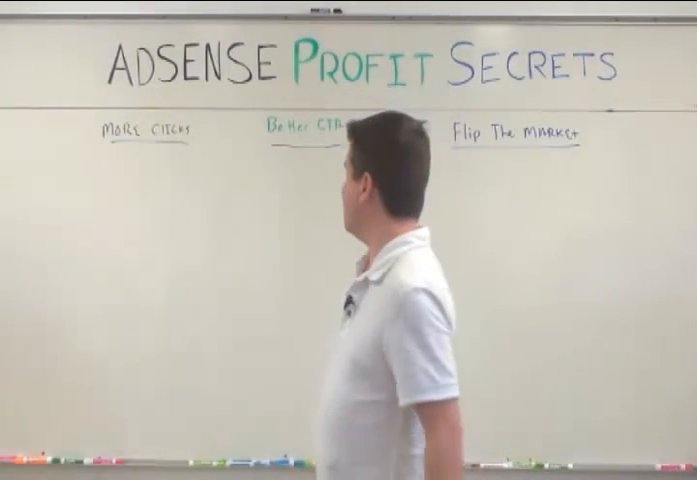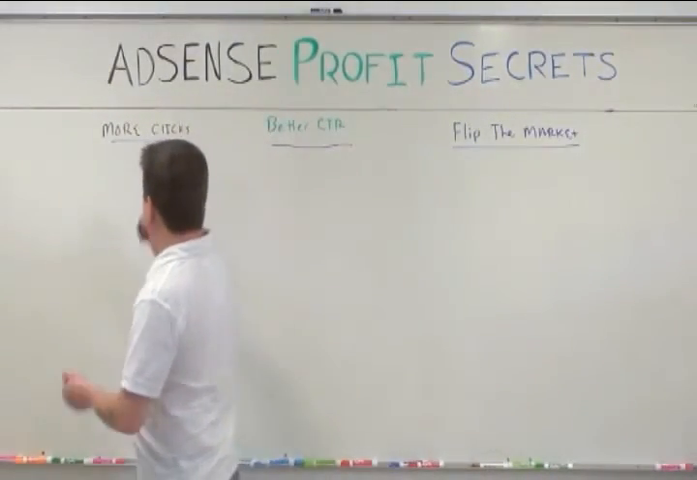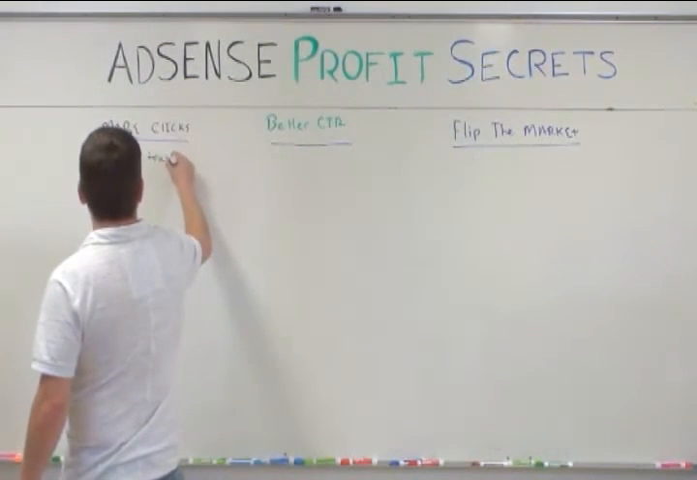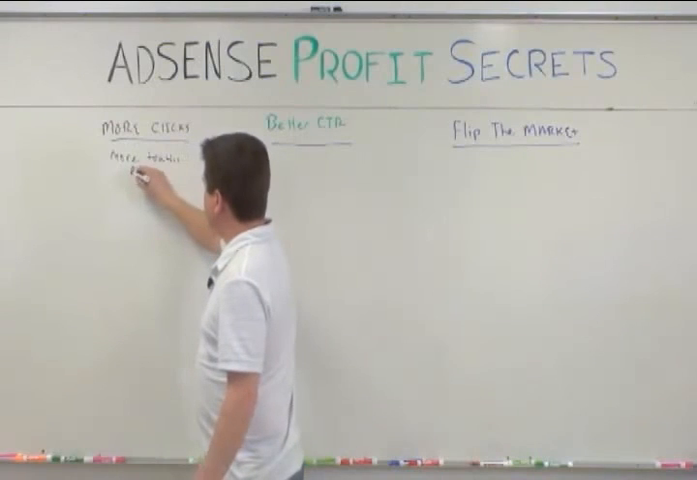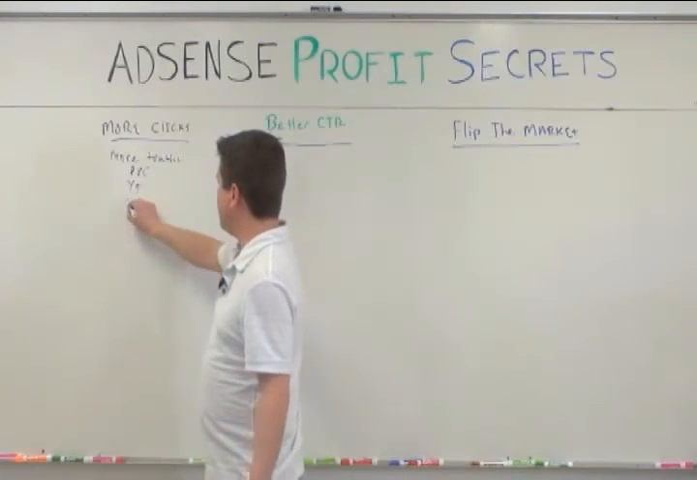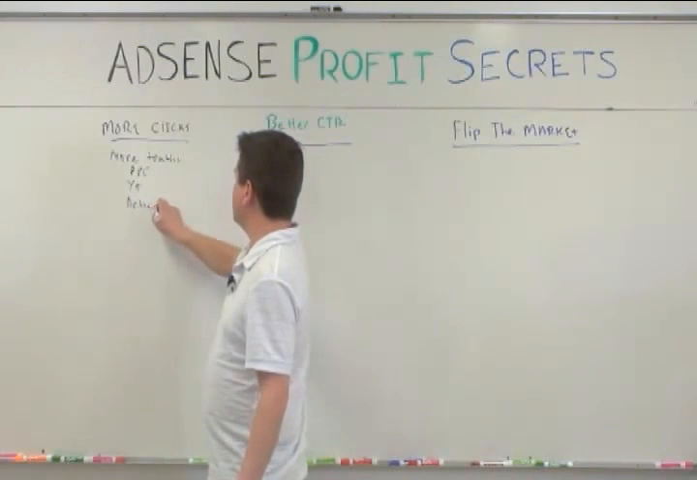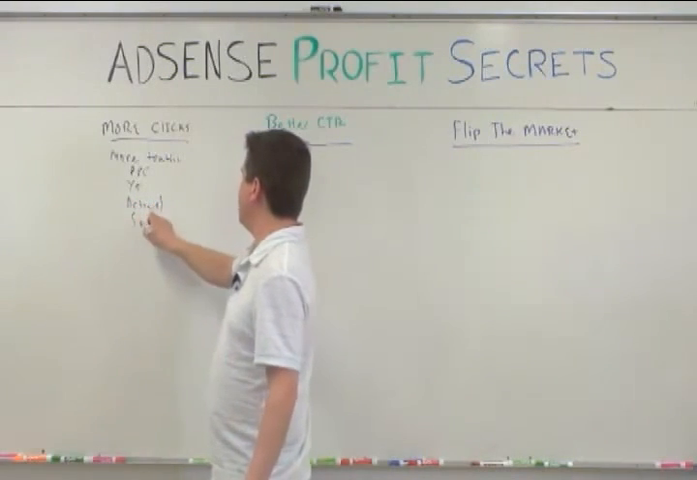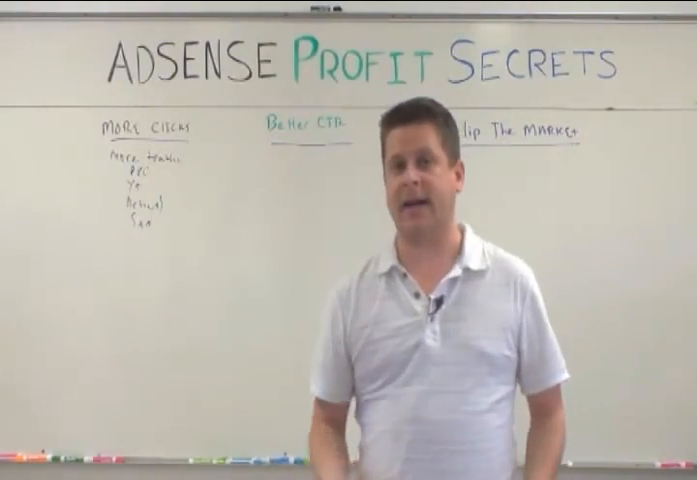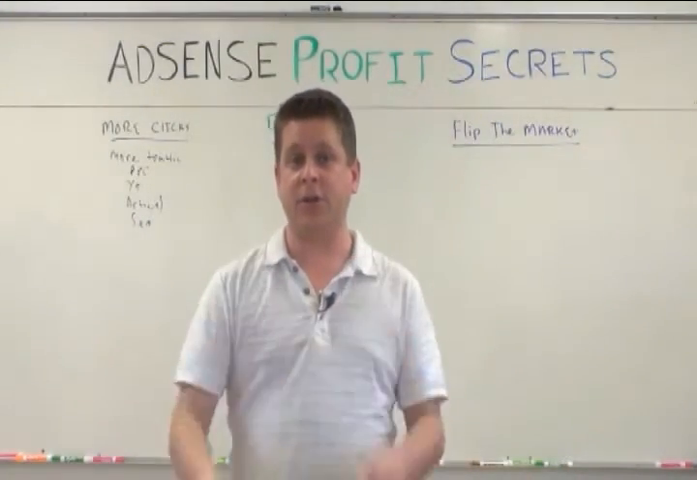Okay, so here's the deal. The way to get more clicks is to get more traffic. You can get more traffic with pay-per-click, with YouTube, with articles, SEO, anything like that. Any way to get traffic goes under the more clicks category. That means more people coming to your site.